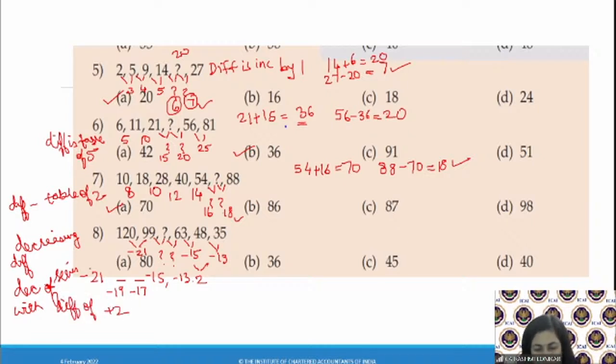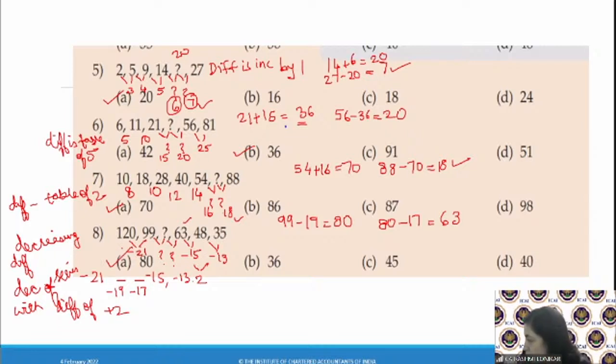Okay. So here what is happening? The difference is decreasing. So 99, they will be 19. So 99 minus 19 is how much? 99 minus 19 is 80. And 80 minus that number 17 should give me 63. So 80 minus 17 is how much? 80 minus 17 is 63, right? So I have got this 63. So what is my number? 80. So what is my option? A will be my correct option.